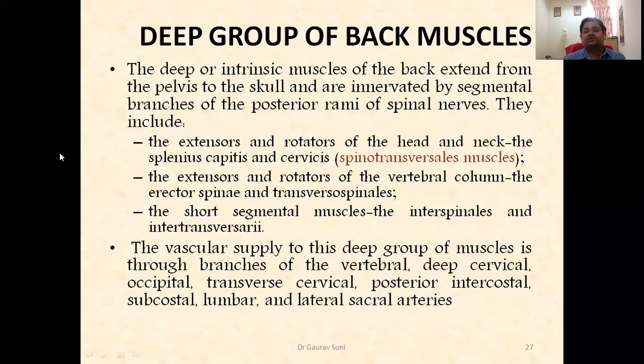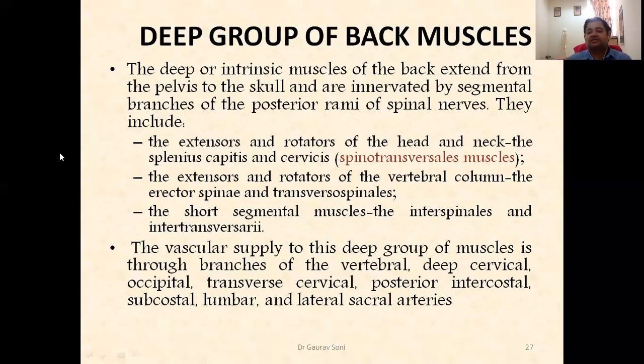Now comes the most important group, deep group of back muscles. This is also known as intrinsic group of muscles, extending from pelvis to skull and innervated by segmental branches of posterior rami. Then again we have seen that they are divided. The extensors and rotators of head and neck, known as splenius capitis and cervicis. The group is known as spinotransversalis muscle. Then the second group is the extensors and rotators of vertebral column, that is erector spinae and transversospinalis.